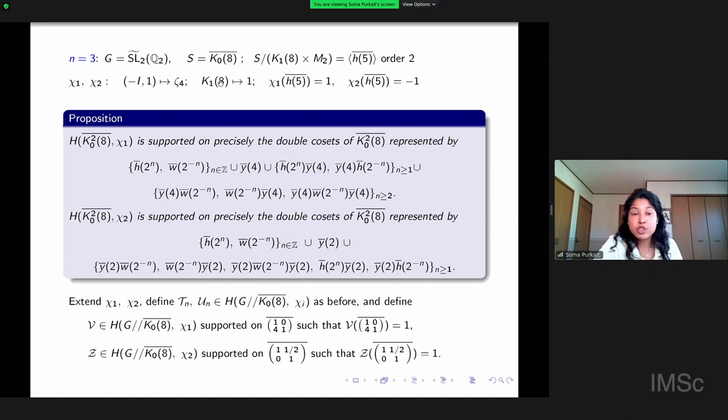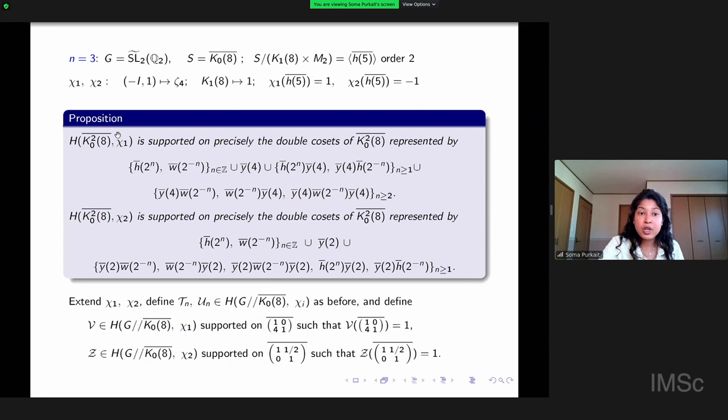So on M2, so M2 is generated from minus I1 goes to the fourth root of unity. And then you have an H5 bar. So we take chi1 taking H5 bar to 1 and chi2 taking H5 bar to minus 1. So we have these two characters, chi1 and chi2. And then we try to see where the Hecke algebra is supported. And again, I'm not giving all the double coset representatives, but I'm only giving the support.